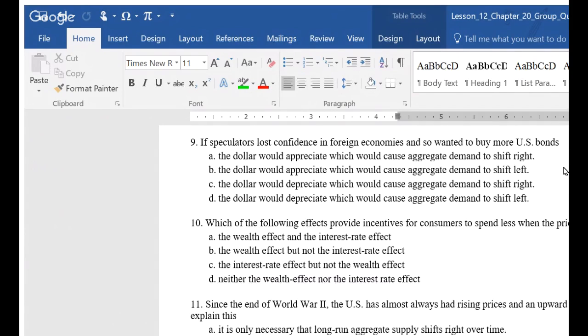Mm-hmm. I put C because there's more money circulating in the U.S. now. That now normal people's money is worth less because prices would rise because there is more money to spend. Okay. Yeah. So the dollar would appreciate, which would cause the aggregate or domestic demand to shift to the right because there'd be more demand because of more money.